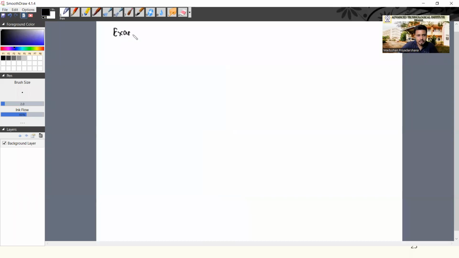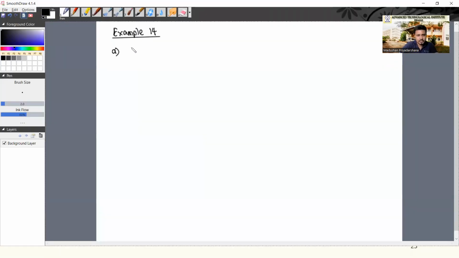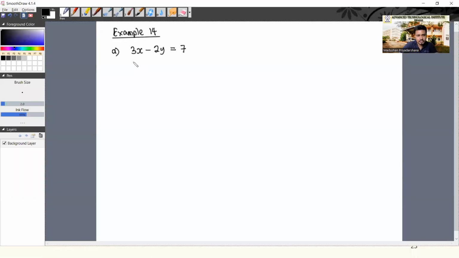Example number 40. Part A. 3x minus 2y equals 7. 5x plus 3y equals 37. So this is our first equation and this is our second equation.